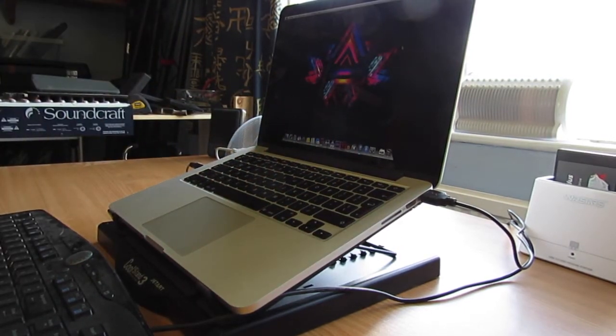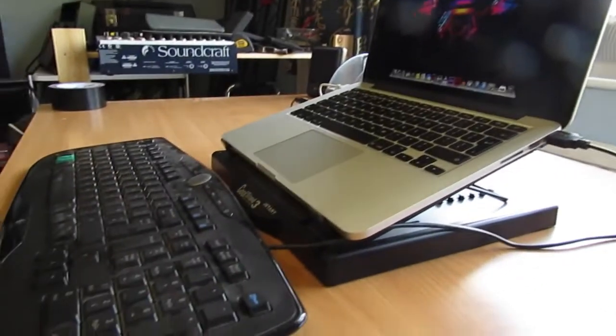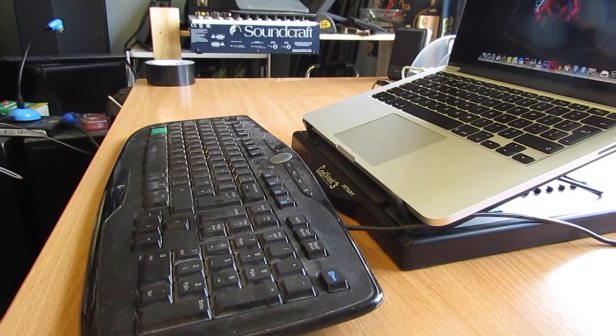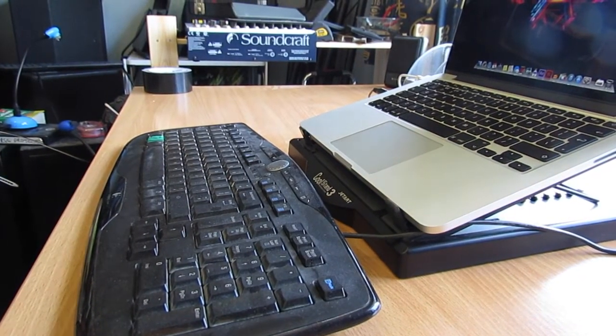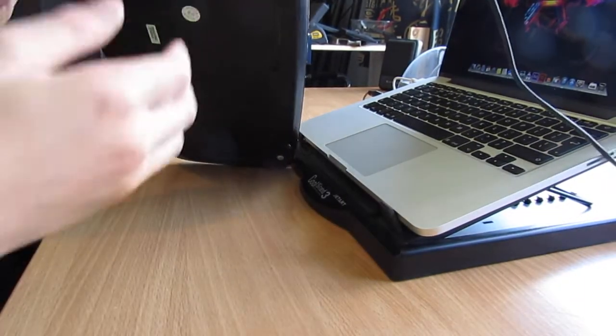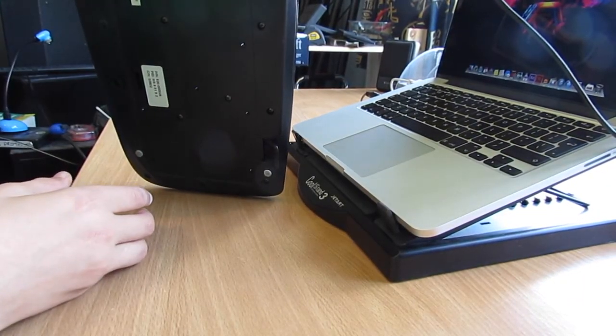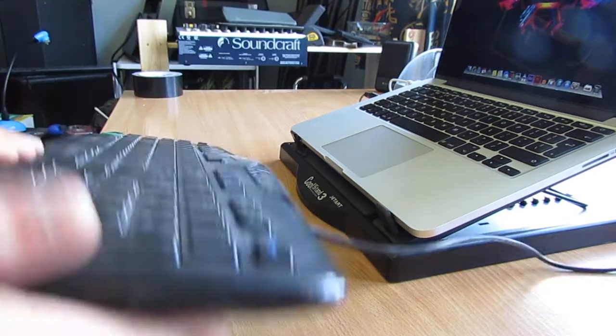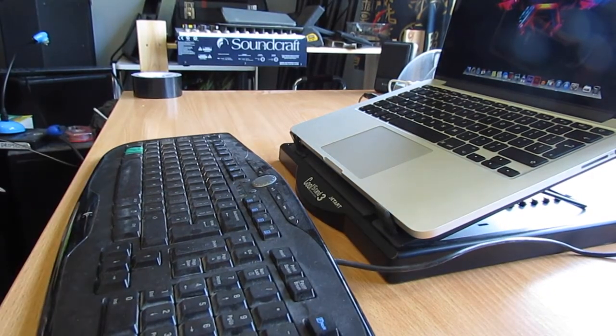So yeah, then I have, if I turn the camera around, a keyboard which is a Logitech media keyboard. I can't remember if it's got a number on it or not. Logitech media keyboard 600, that'd be it.